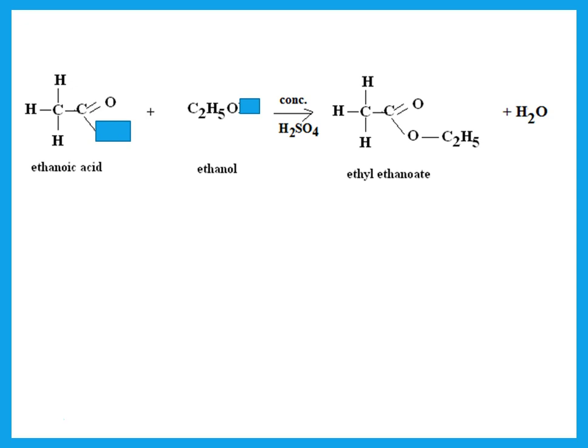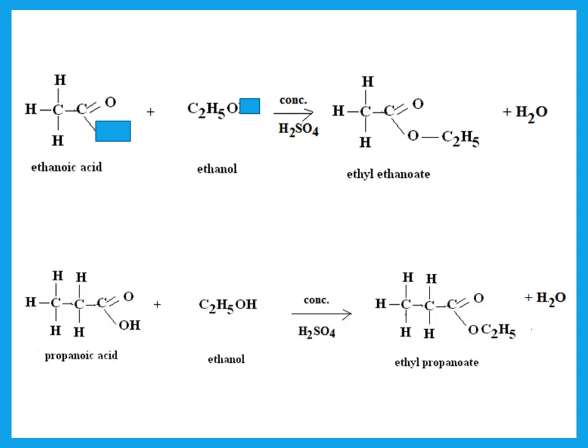Now, how do we name the product? We said the product is an ester. How do we name esters? We start with the name of whichever alcohol I am using. So which alcohol? Ethanol. My ester is called ethyl something. Now, what was my acid? My acid was ethanoic. Then the ester is called ethanoate. Can you see that?